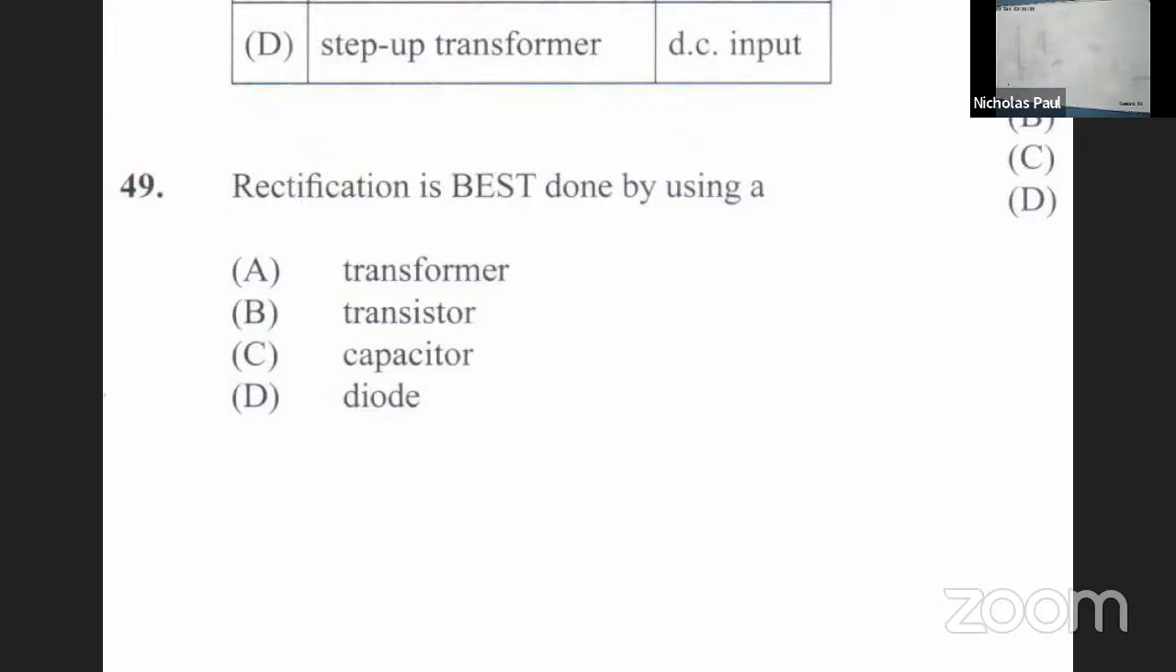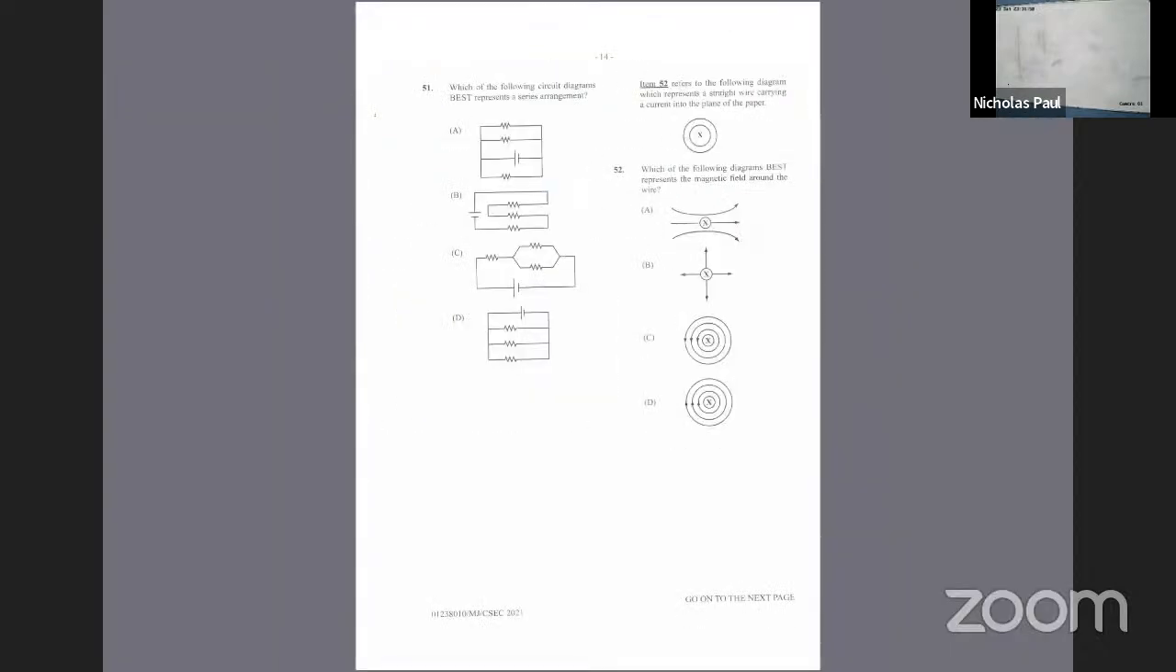Zane, message post my boy. We shall see the answer and volunteer. As soon as Zane puts D, we shall say yeah, D. Right, yes, the answer is diode. Right? The answer is a diode, right? Next one.